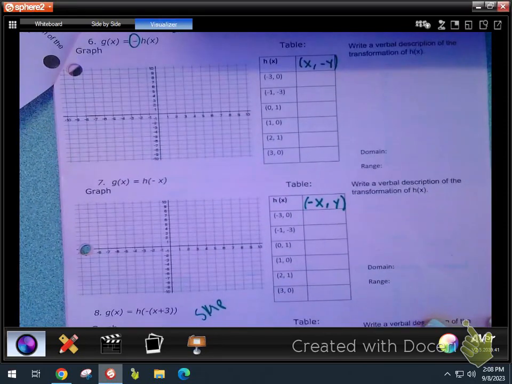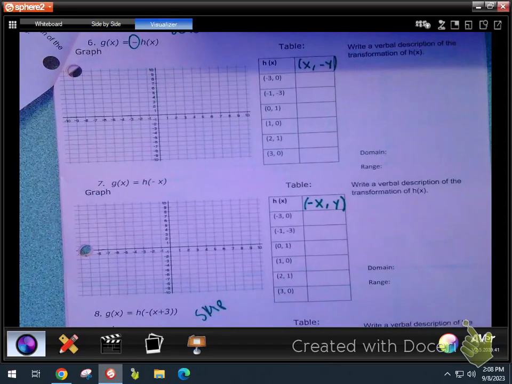Skip number 8, because we need to talk about 8. We're not quite ready for that. But if you're on this page, I think that's kind of where most people are. If you're not, try to catch up. I'm going to freeze the screen right here so that way if you do get to this page.